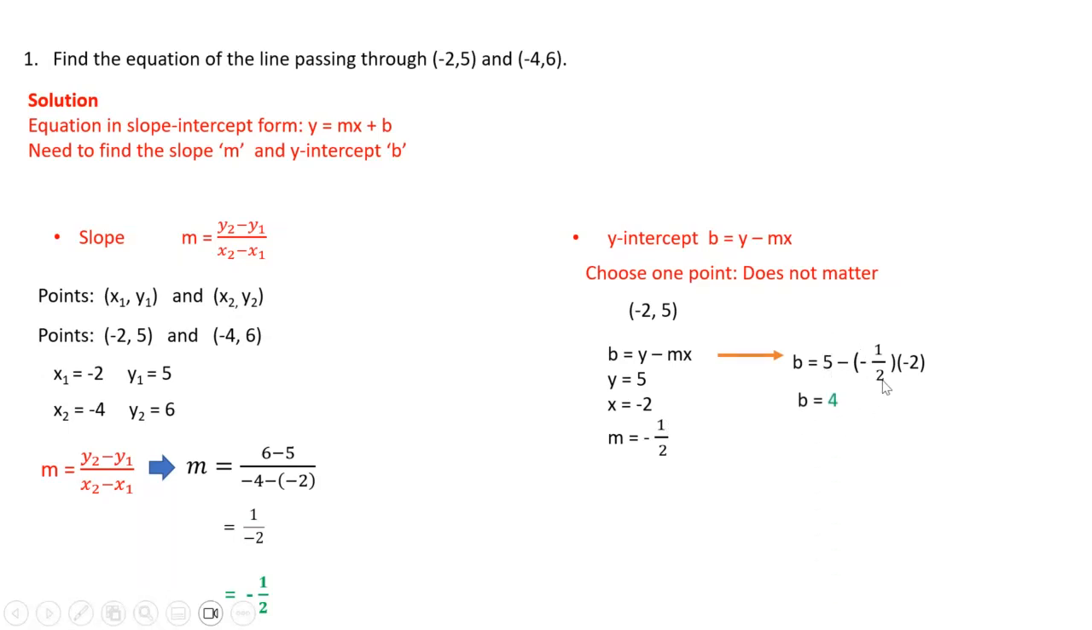You guys can plug this in the calculator, just the way it is, with the parentheses and everything, and it's going to give you 4. So then this is my equation: y equals -1/2 x plus 4. That's number 1 on your review.